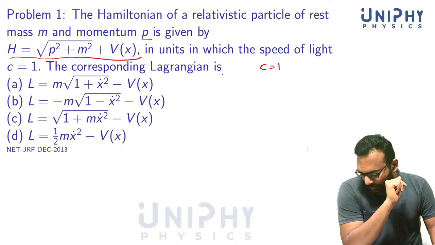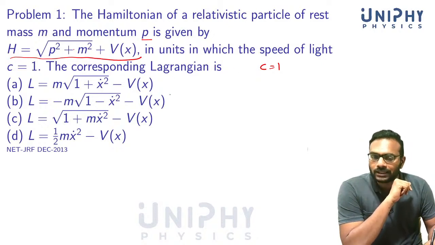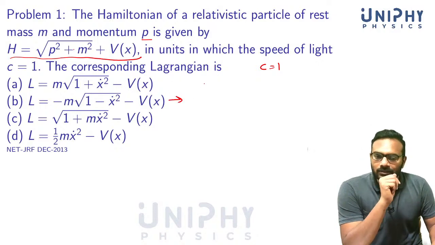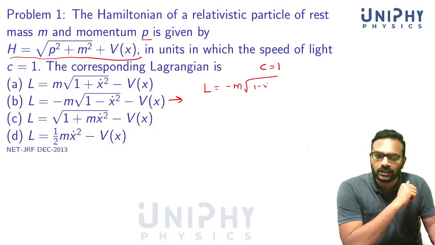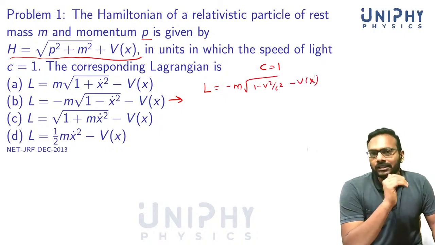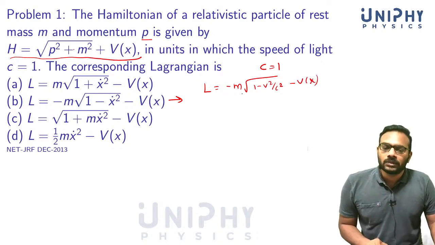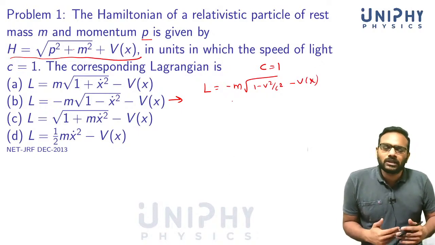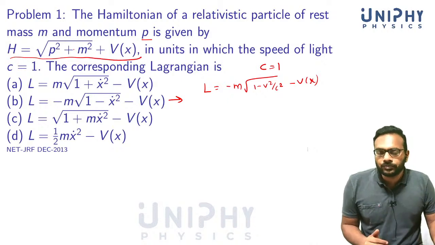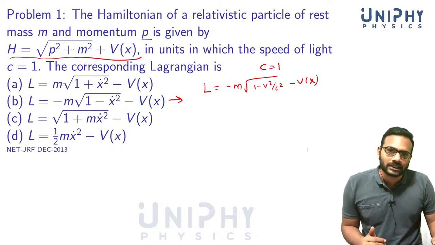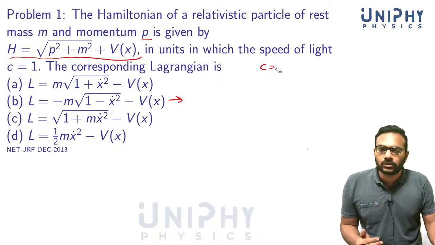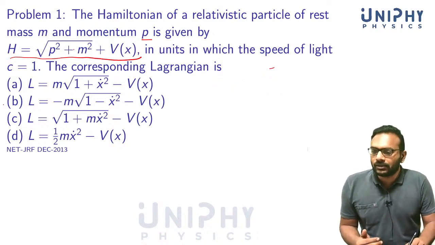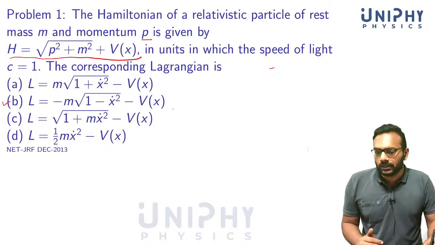The quick way to do this is to know the relativistic Lagrangian. We should know that the relativistic Lagrangian is given by minus m square root of 1 minus v squared by c squared, minus V of x. Now this is the quickest way, but you may not always remember the exact form of the relativistic Lagrangian. And if not, you can easily solve this. So the answer is indeed option B, where c is equal to 1.